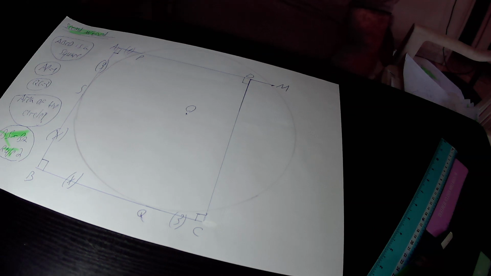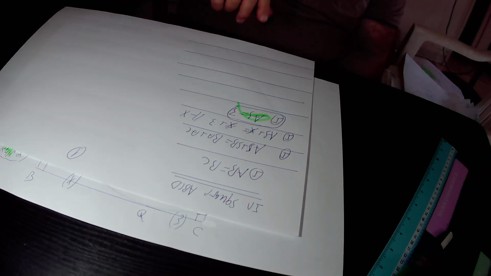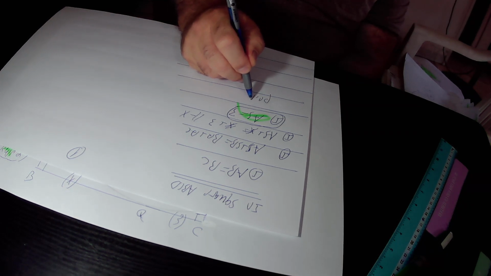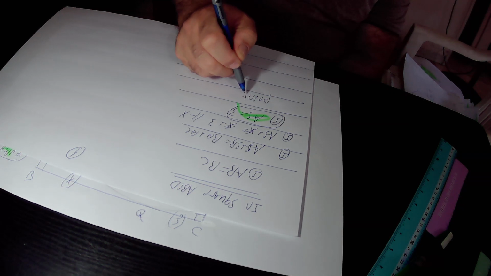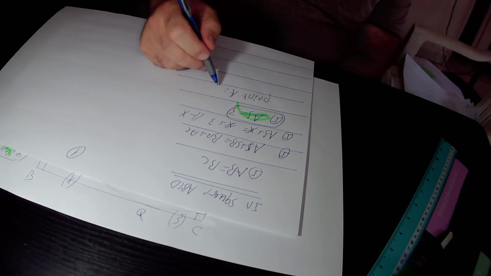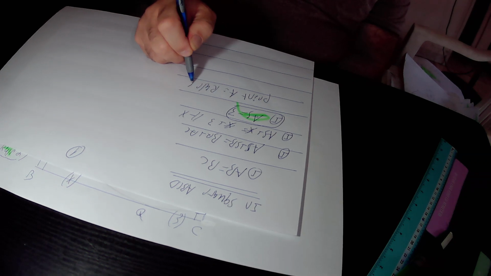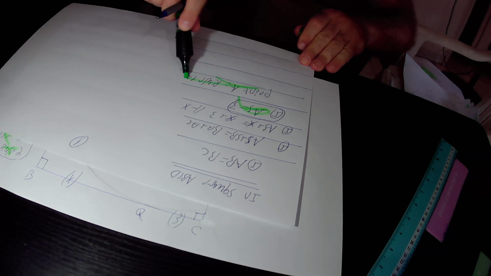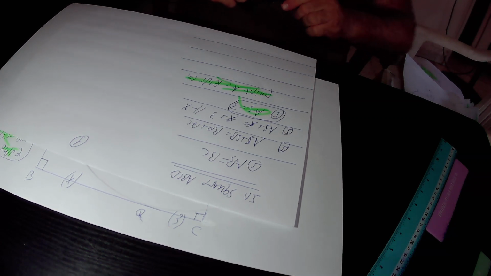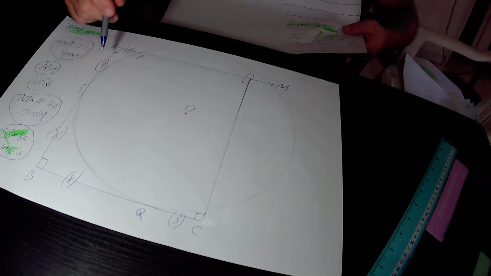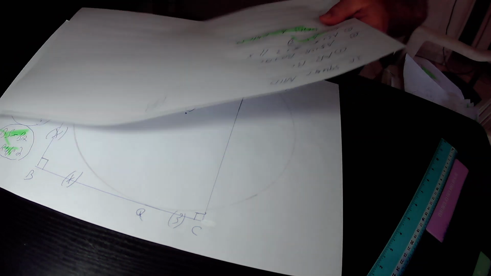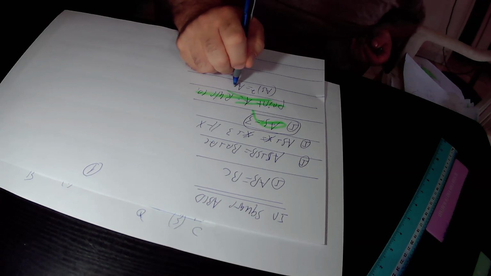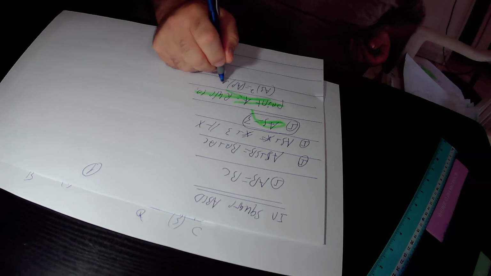So I'll write it down. If we focus on the common external point, point A, according to rule 10, the following equation will be true: AS squared equals AP times AM.